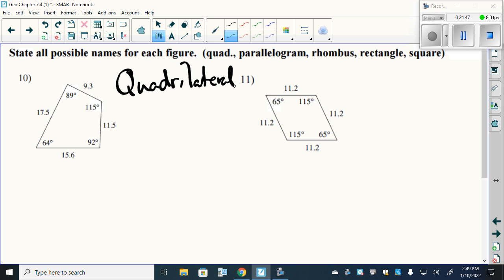So, we have 2 left. Number 10. If we look at this here, we can call it a quadrilateral because it has 4 sides. Do we have the opposite sides congruent? Do we have the opposite angles congruent? No. So can it be a parallelogram? If it's not a parallelogram, can it be a rhombus, rectangle, or square? No, because those are all parallelograms. So that's just a quadrilateral.